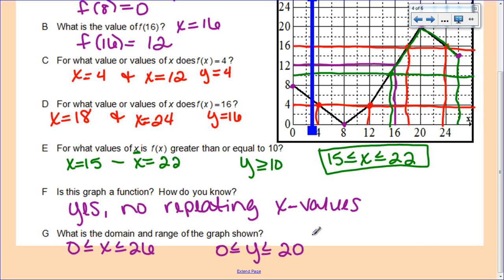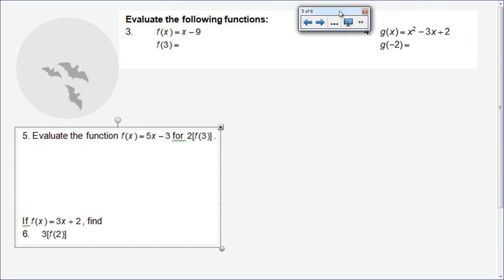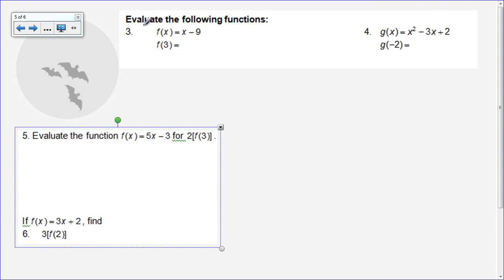It's actually pretty simple. If you are given f of a number, that means they gave you x. If you were given f of x equals a number, that means they gave you y. Just go backwards and look at the graph. So let's try a couple more. So we're going to evaluate some actual functions now.